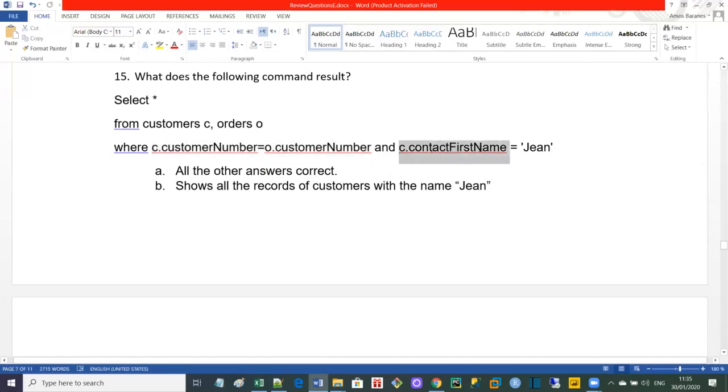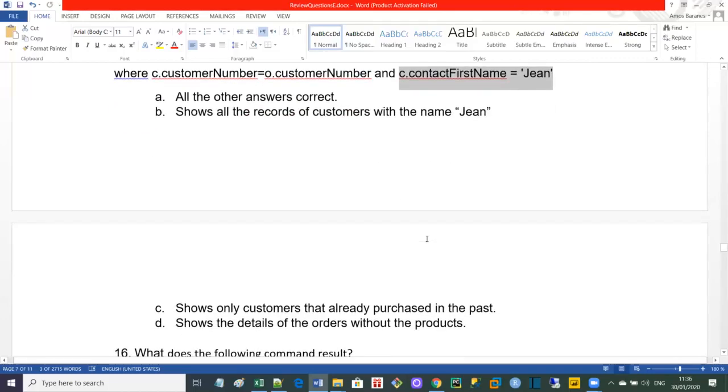It's filtering all the rows, or in other words, it's going to show me only the rows in which the first name is Jean in the customer table. C is for the customers, and customer first name is the column in the customer's table, and only the rows in which it shows Jean. Okay, so therefore all the other answers are correct.